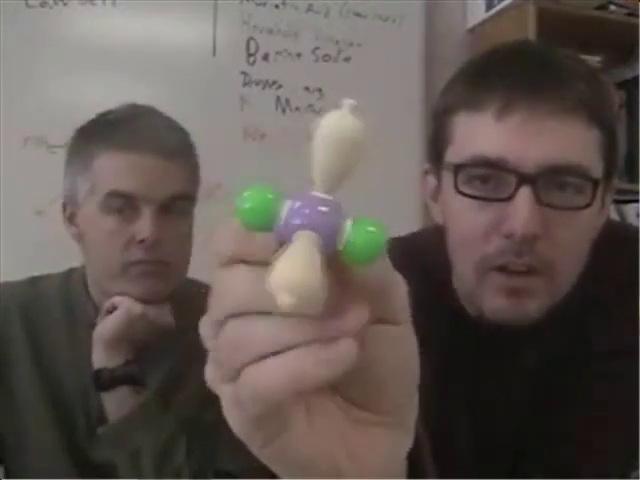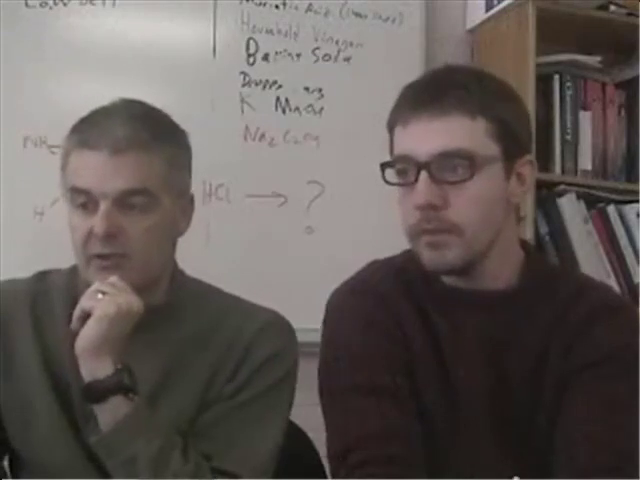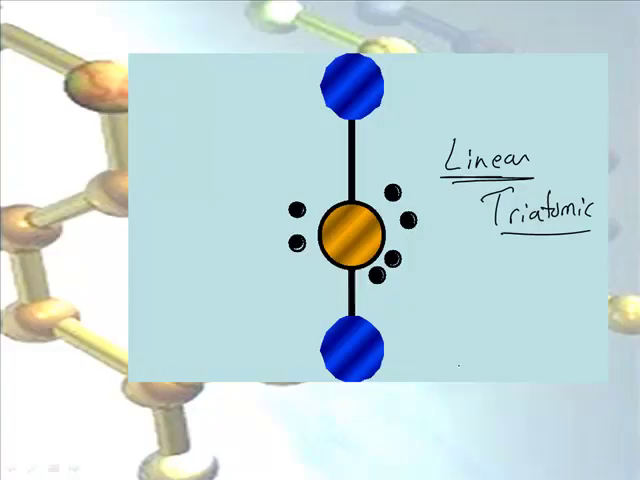So we're back to the linear shape, just like the linear triatomic, except this time we have 3 sets of unbonded pairs of electrons coming off that central atom. And here it is pictured on the screen. It's still linear triatomic, but you do have extra electrons on the outside.